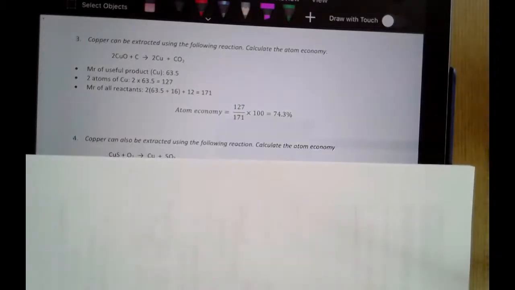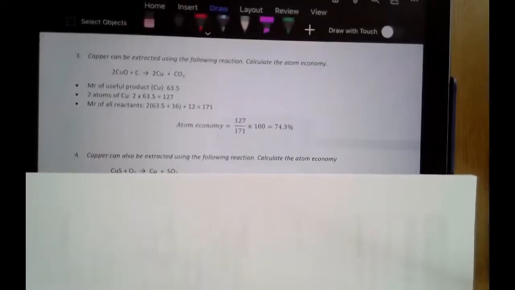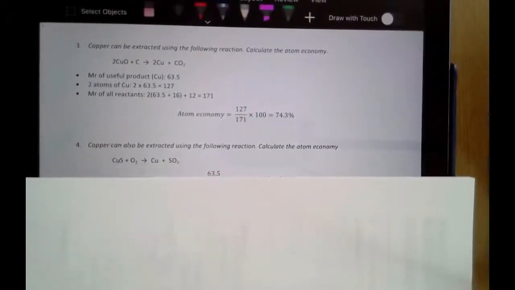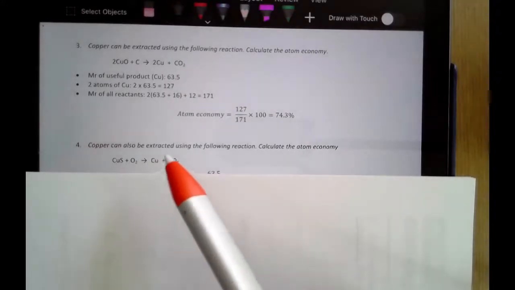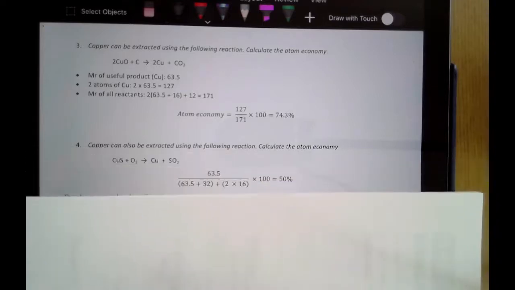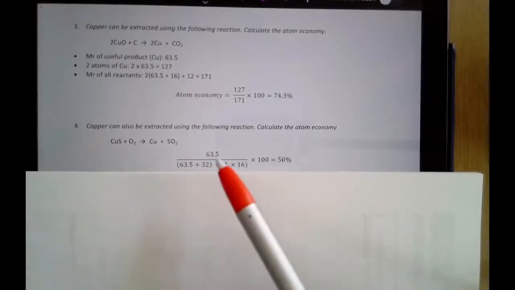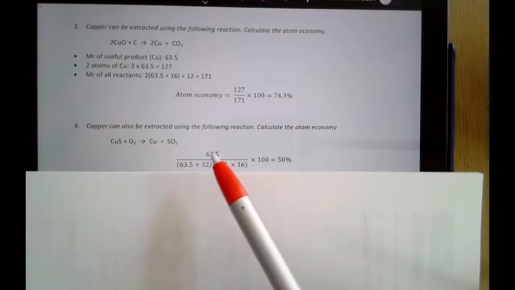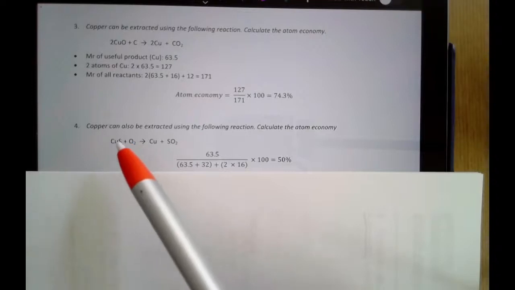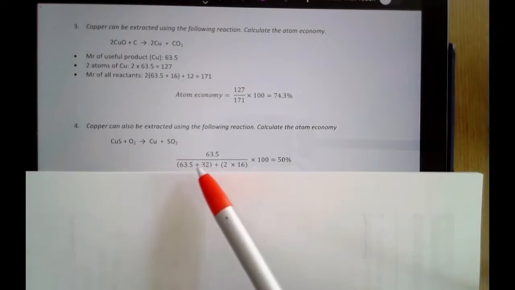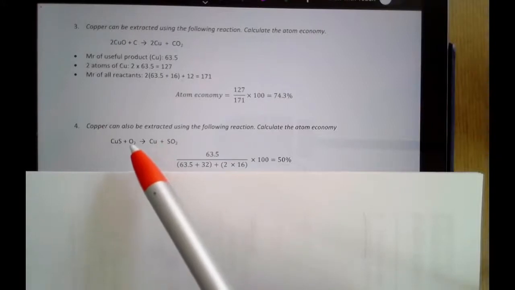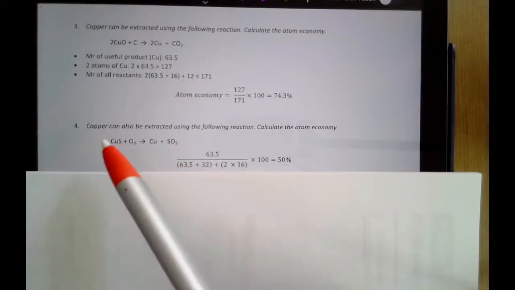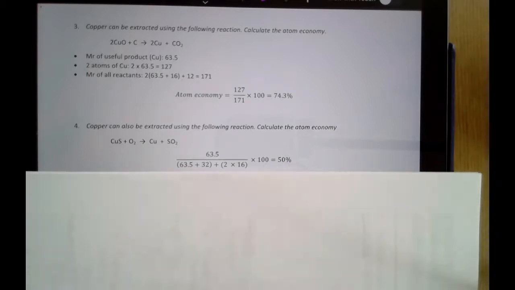You can then look at a different method of extracting copper. So you can also extract copper from copper sulfide using oxygen. And again, you'll see that with this process, you end up with pure copper. And we're going to get the atom economy of this process. So again, my desired product is copper, formula mass of 63.5. There's no big number in front of copper this time, so it's just 63.5. I look at my reactants, I've got copper sulfide, so I find the formula mass of copper sulfide and I add it to the formula mass of oxygens, the formula mass of all of your reactants, and I get that as a percentage and I see that it's only 50%.